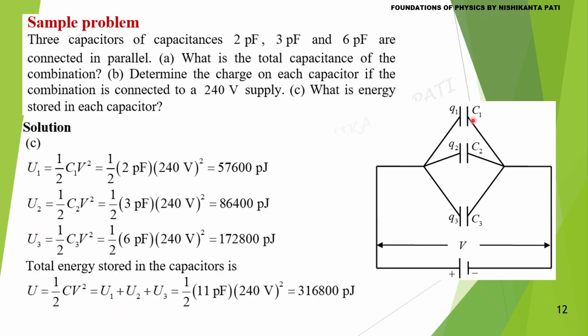The energy here, half C1 V square. The energy half C2 V square. The energy half C3 V square. The total energy is U1 plus U2 plus U3, that is also equal to half total C into V square.